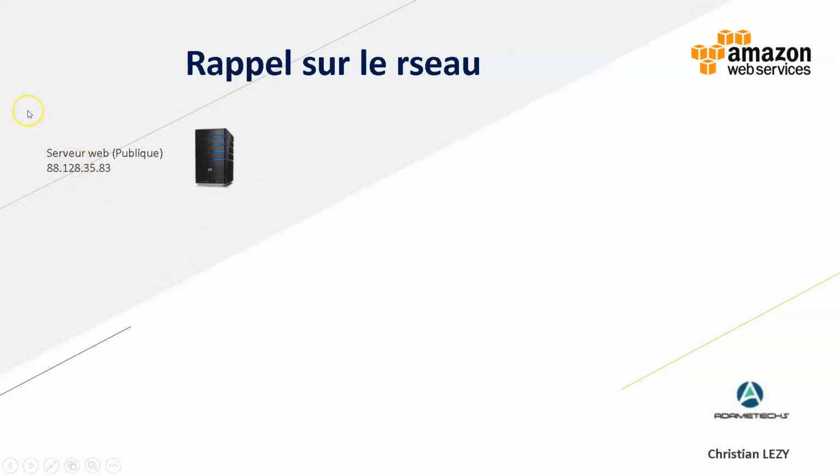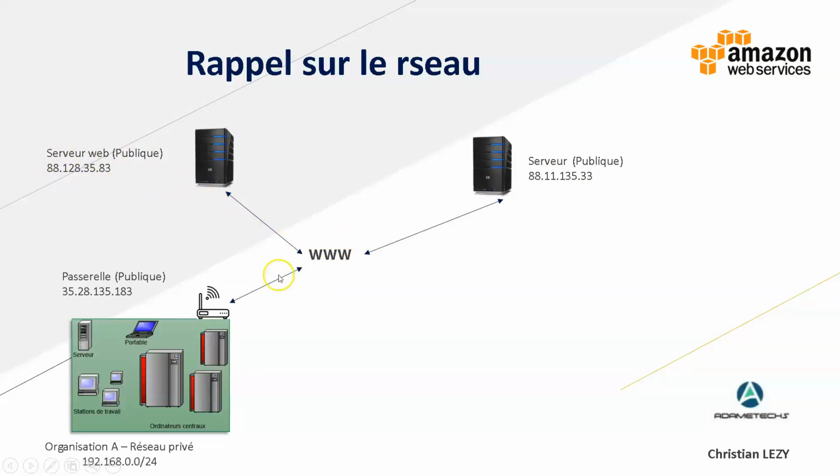Let's imagine we have a first public web server, A, with a public address. This one will connect to the web thanks to its public IP. We also have a second server with a public IP address, which will also connect to the web. It will be able to communicate with the public address of the other server by using the internet. We then have an organization with a public address corresponding to its router or proxy, and a local network on which the machines of the local network can communicate.